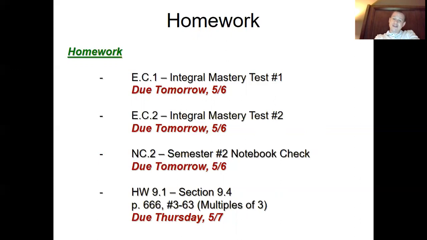And your homework over polar is 9.1. It is page 666. Ooh, ominous. 3 through 63 multiples of 3. So half of them will be odd, half of them will be even. And then you can pretty much check your answers on some of them, make sure you're doing them right, and then you can have a little more confidence for the even ones there. That'll be due on Thursday, and again, as long as everything's turned in by the end of the week on Friday, I am happy. And guys, that concludes Wellsville High School's Calculus 1 and 2 course.